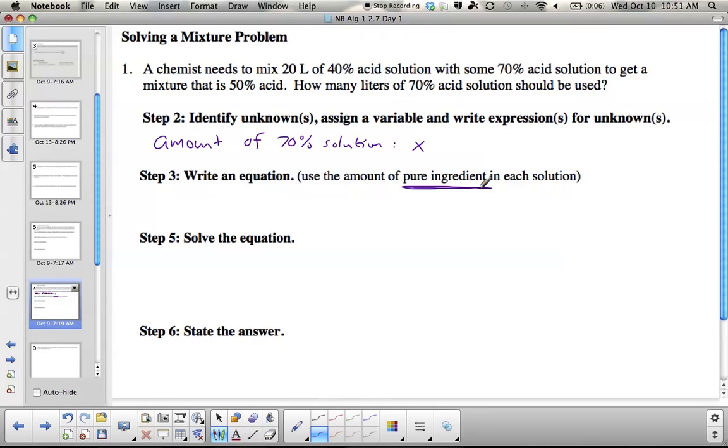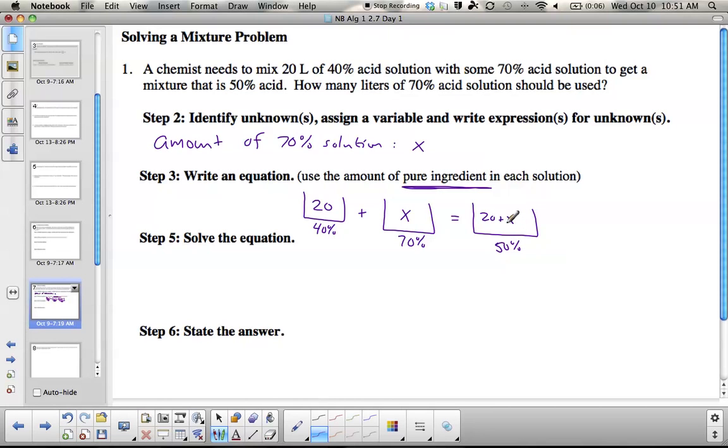So if we look, we essentially have a 40% solution, and we have 20 liters of that. We have a 70% solution, and we don't know how many liters of that. That's our unknown. And we're going to add those two together. We're going to mix them, and we're going to get a 50% solution. And if you think about it, the volume of 50% is going to be the sum of the 40 and the 70. So this is going to be 20 plus x.